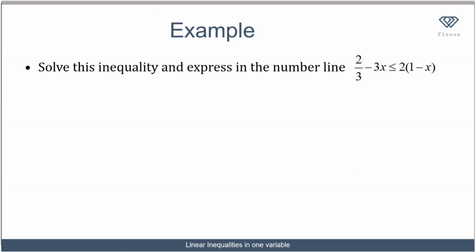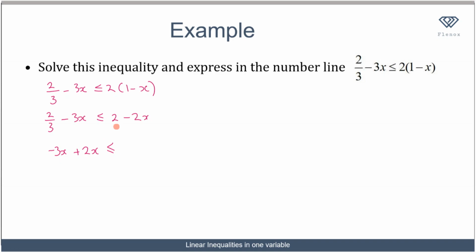So what is the question? We are told that 2/3 minus 3x is less than or equals to 2 into bracket 1 minus x. So first and foremost we have to expand. So we have 2/3 minus 3x is less than or equals to 2 times 1 is 2, 2 times minus x is -2x. Then we collect like terms. So we have minus 3x. When this comes here, it becomes plus 2x.